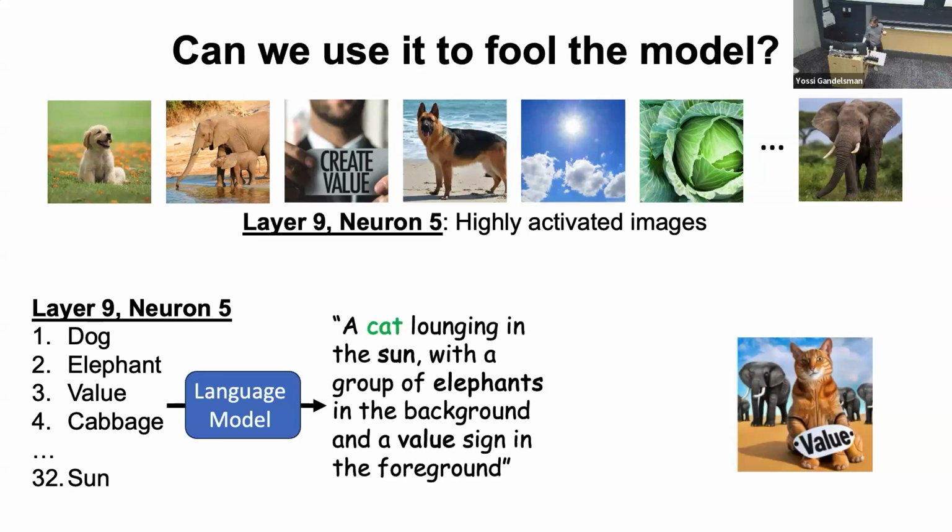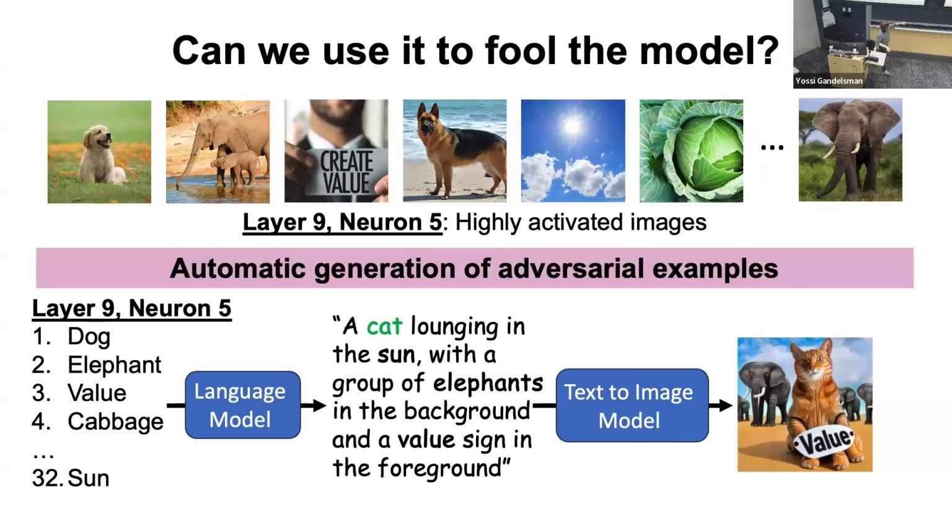And it came out with this sentence saying a cat launching in the sun with a group of elephants in the background and a yield sign in the foreground. Now I took this sentence and gave it to a text-to-image model, and that's how I generated this image. Now, I did not tamper with the text-to-image model. I did not touch the language model. They're all out-of-the-box models. But basically, I came up with an automatic way of generating these adversarial examples.